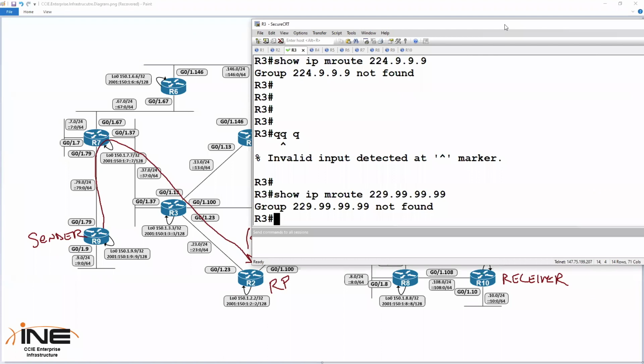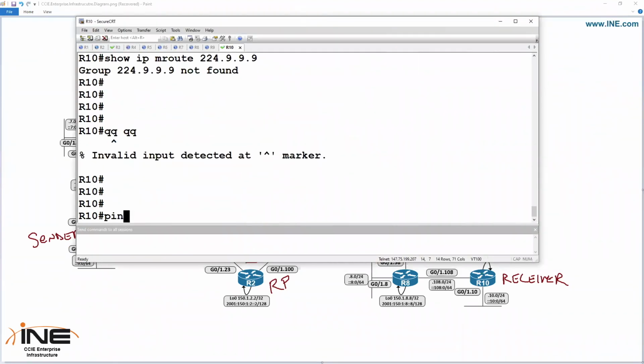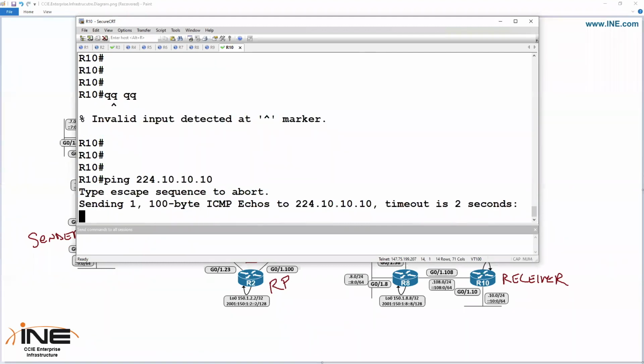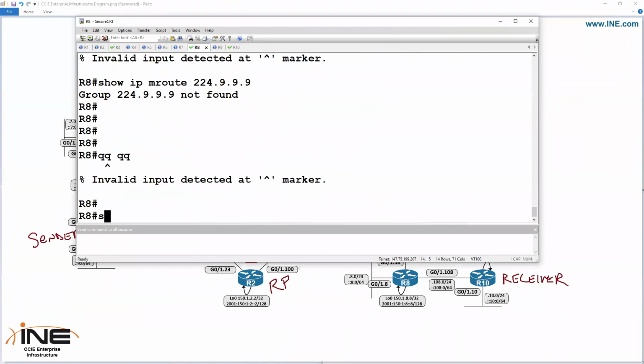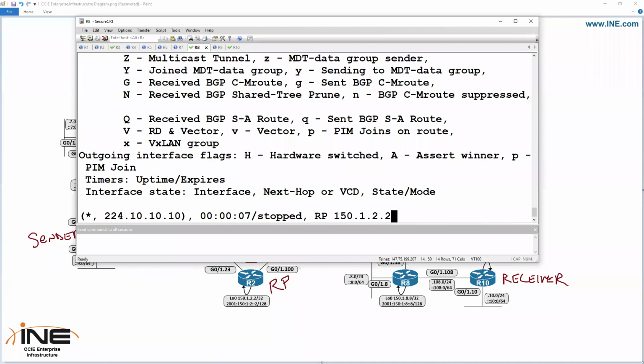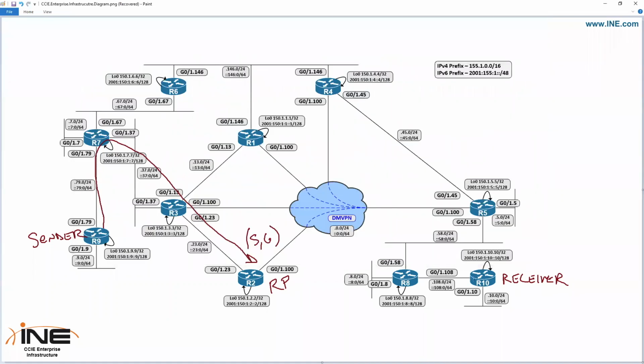and the rendezvous point should see the S comma G entry. So for example, if we were to go to router 10, and on router 10 ping 224.10.10.10, then we go to router 8 and look at the show IP mroute for 224.10.10.10. Okay, router 8 is the designated router for this particular sender. So the ping message went from 10 to 8.